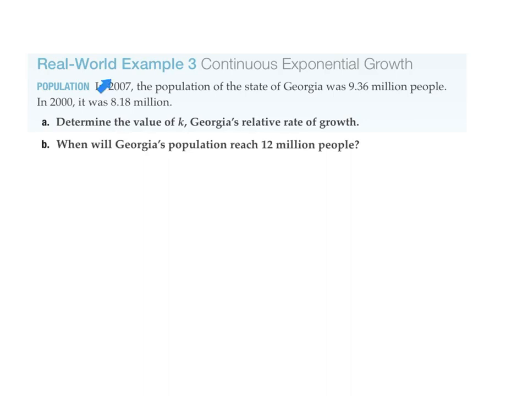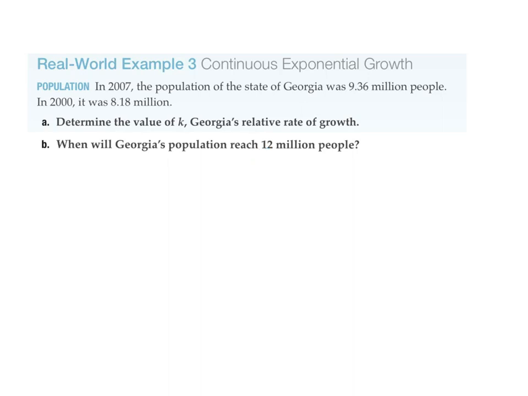So here's the problem. In 2007, the population of the state of Georgia was 9.36 million. In 2000, it was only 8.18 million. So obviously in those 7 years, it grew, okay? It grew by 1.18 million people. What we're going to try to figure out is if we can predict when Georgia will reach 12 million people.